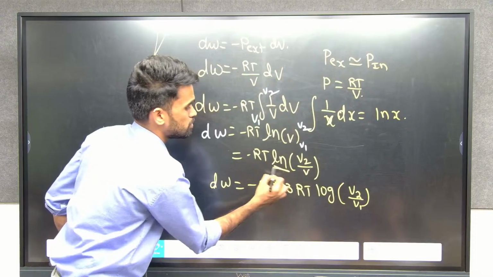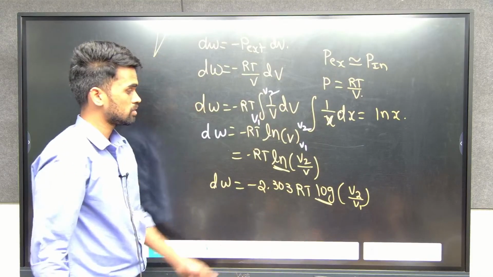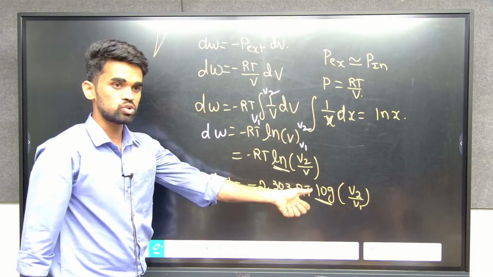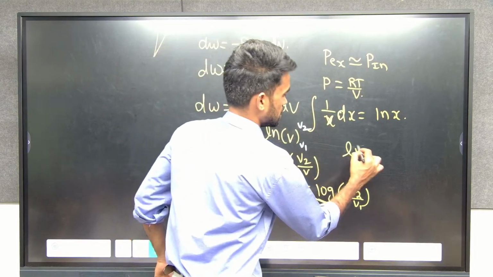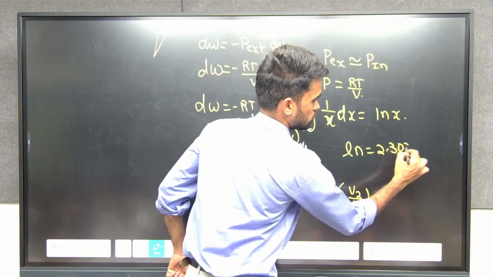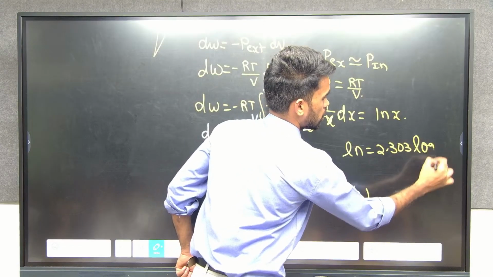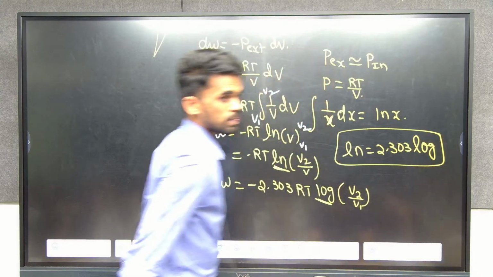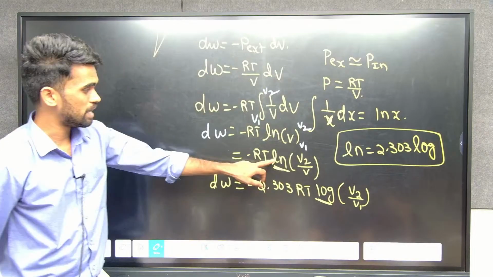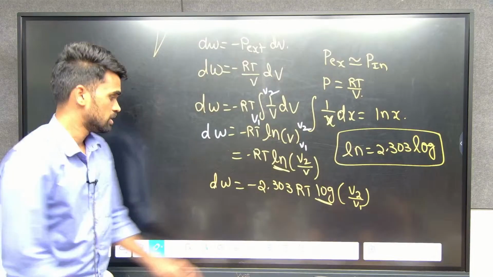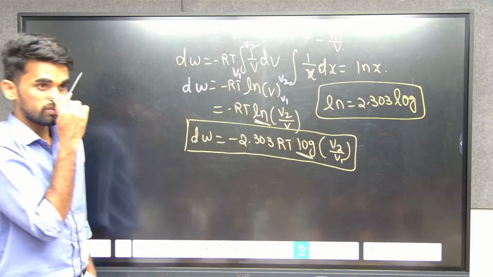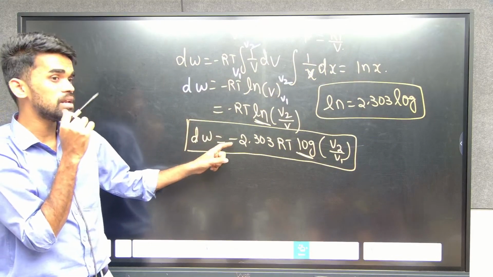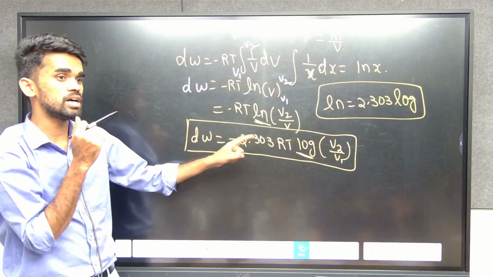What is the relation between ln and log? ln equals 2.303 log. You can write in this way. Wherever I have ln, I have represented it like this. So this is a formula to use where? Work done in isothermal, reversible, expansion or compression.